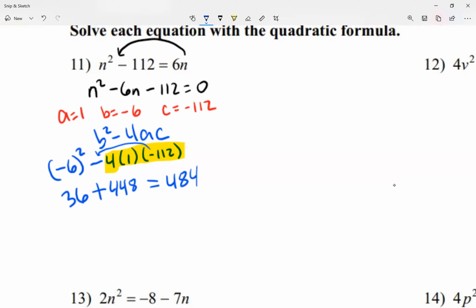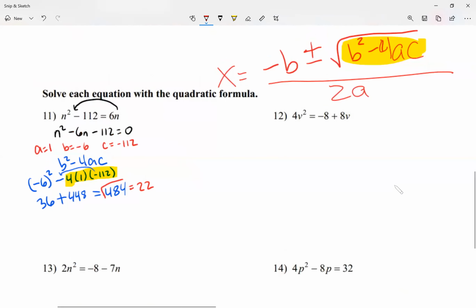Now, let me get the square root of that. What number multiplied by itself gives me 484? The square root of 484 happens to be 22. So far, I did the hard part of my quadratic formula. Let me zoom out. I see my quadratic formula starts with a negative b. My b was negative 6, so the negative of a negative is positive 6.